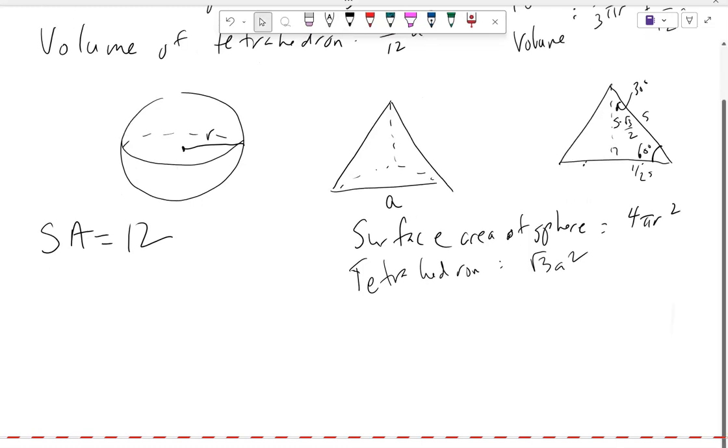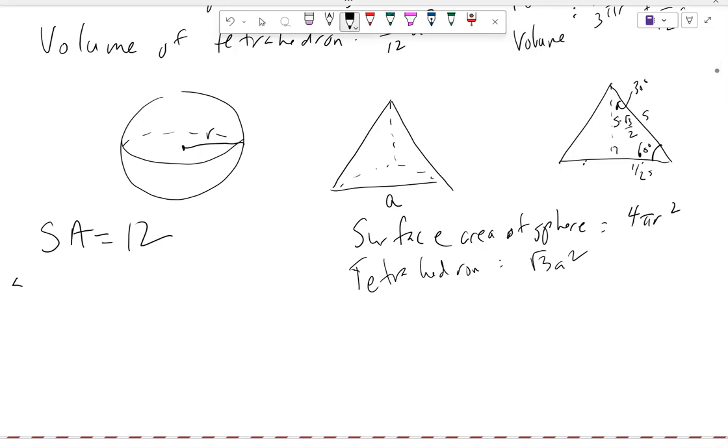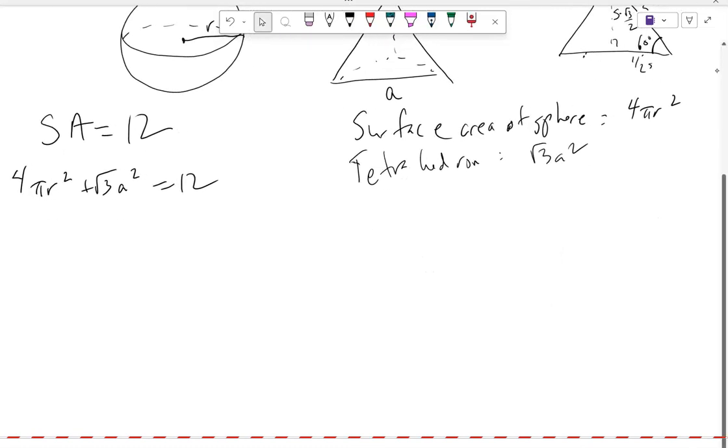But all right. So going back over here, now we have an equation that relates a and r. So now you can solve for one of them in terms of the other and plug it back into your original formula. It doesn't matter which one you solve for. We'll just solve for a squared.